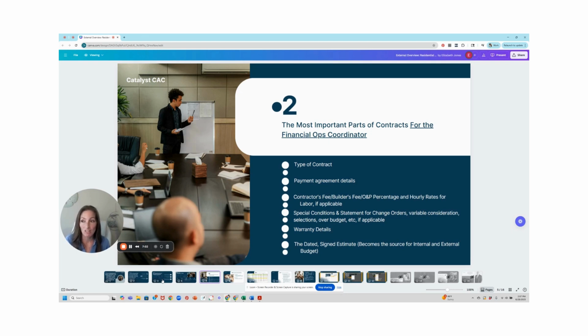Or is there a statement in there that says if we go over budget, we're only going to charge you half of the markup? So I had a contract that was at 20%, but if they went over budget and there was no change order, then he was only going to charge 10% markup.